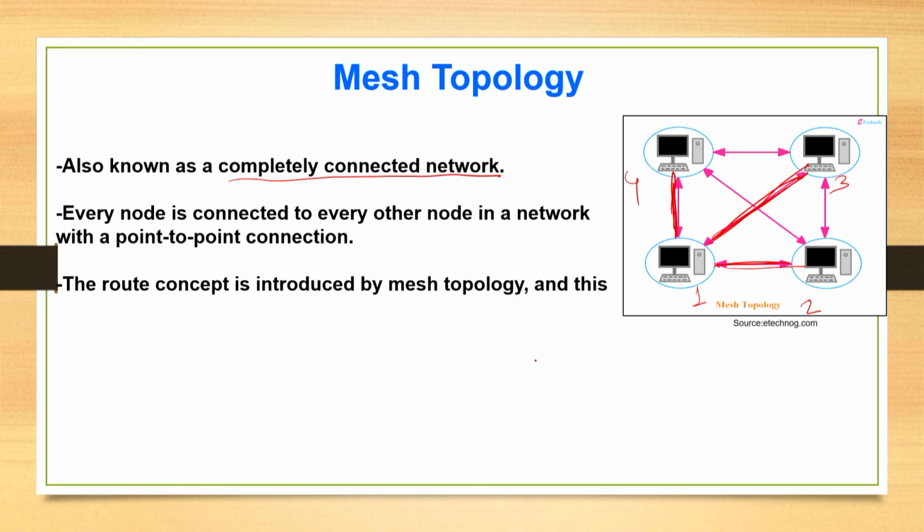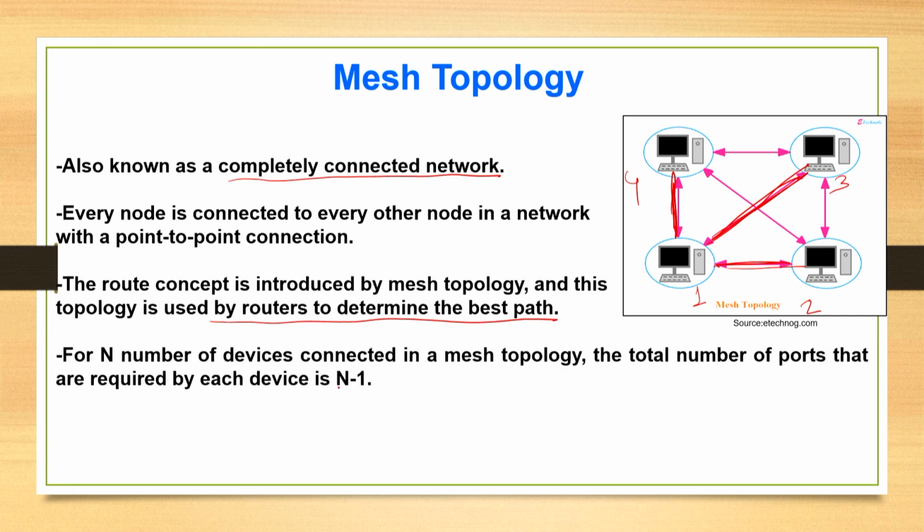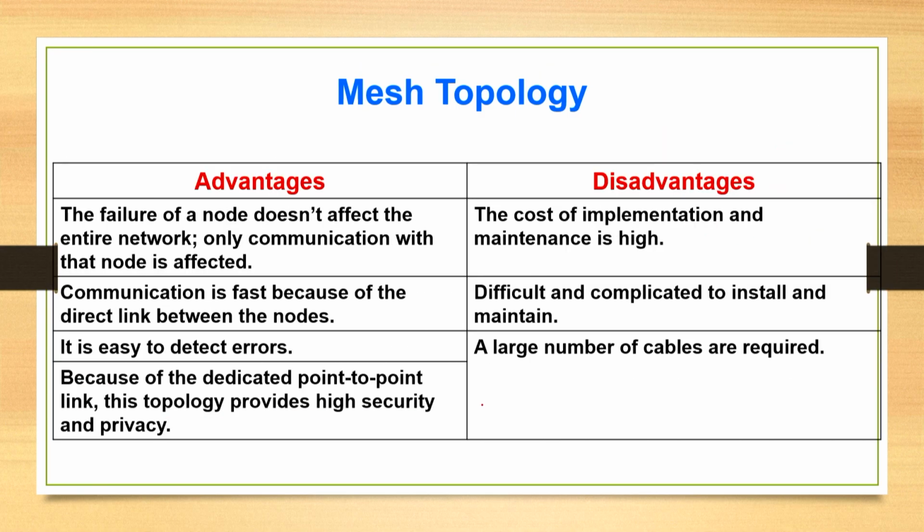The routing concept is introduced by mesh topology, and this topology is used by routers to determine the best path. Since there are so many paths available, the router has to detect which path is to be used, for what purpose? Obviously, to increase the network speed. For n number of devices connected in a mesh topology, the total number of ports required by each device is n minus 1. So, what are the advantages and disadvantages of this mesh topology?